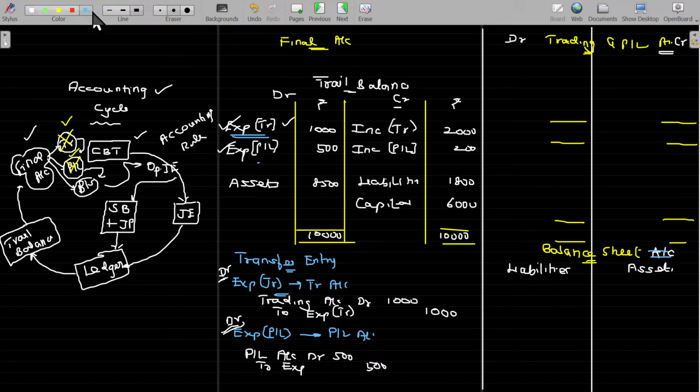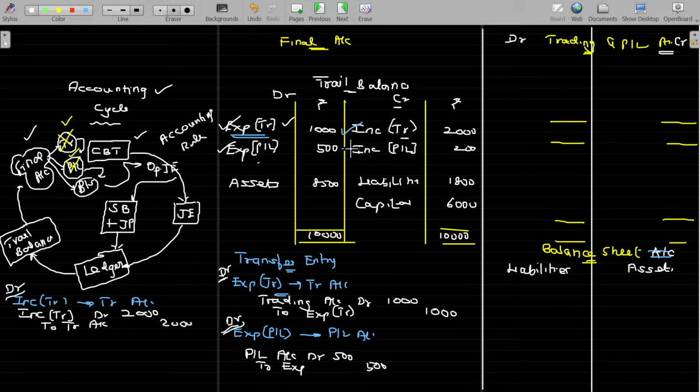Similarly, the income, this one. Income related to the trading account is transferable to the trading account. Remember, income should always be a credit balance, right? To cancel, it should now be debited. So this income, I am going to debit it. Income related to the trading account is debited to the trading account. Is that okay? The value being 2000 rupees. And this is 500. Okay.